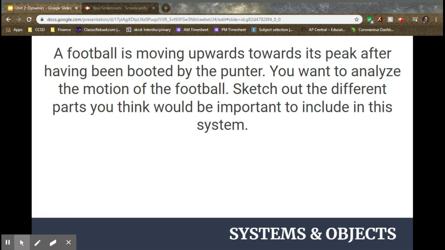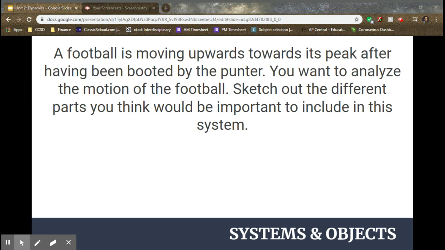So, in this system, you'd include the football and the ground. You don't need to include the person that might be trying to catch the ball. You also do not need to include the player who kicked the ball. That's a mistake a lot of students will make. They'll think, okay, well, the football player kicked the ball. That caused it to start moving. That's true. But if you look at the problem, we're not interested in the moment that the football is being kicked. We're interested afterwards while it's in the air.